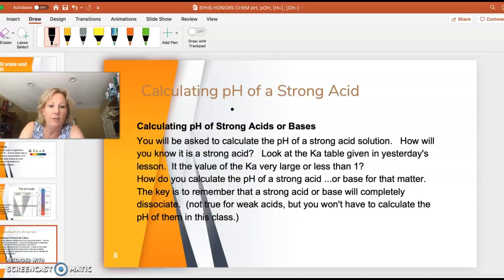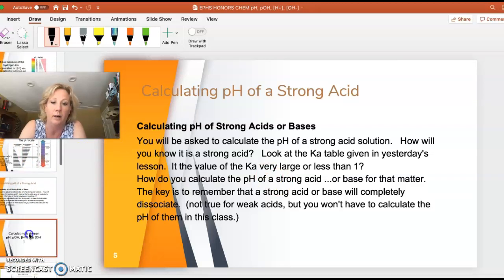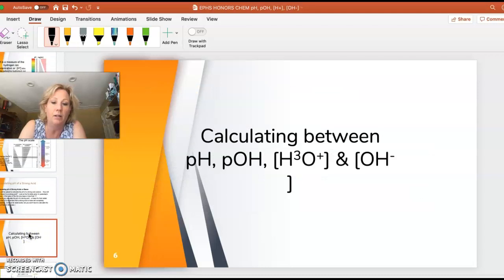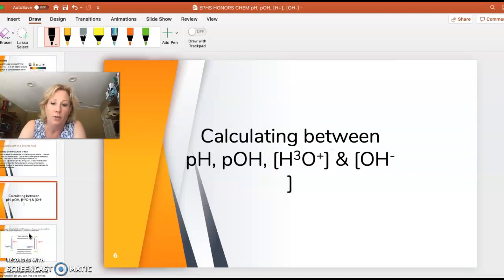So calculating the pH of strong acids and bases, that's all we're going to do in this course. Later, in later chemistry courses, you'll look at doing this for weak acids or weak bases. So we're going to assume that these acids or bases completely dissociate. So we're not going to try to trick you and throw a weak one in there. So calculating between pH, pOH, hydronium and hydroxide, it's actually pretty easy.